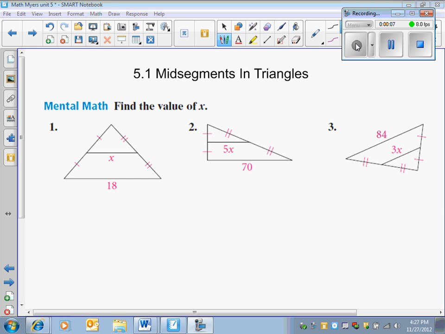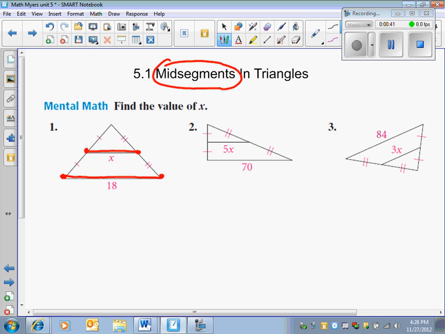We did Unit 5, Section 5.1 in class, so I'll do a quick review of mid-segments in triangles. The word mid-segment is broken up into two words, middle segment. Here is the middle segment. When we talked about the middle segment, we talked about it in reference to the side that is parallel. Here is the side that is parallel. There's a relationship between these two. One is larger and one is smaller.